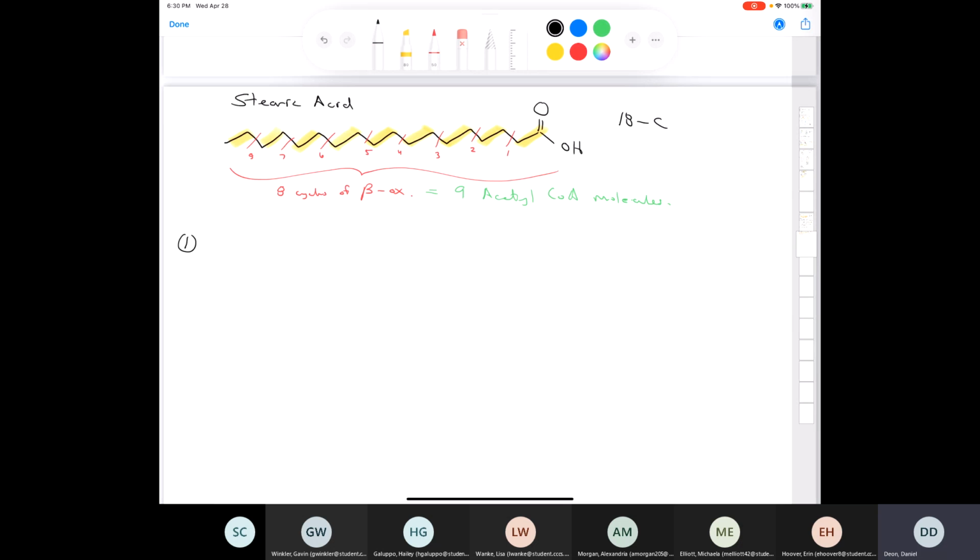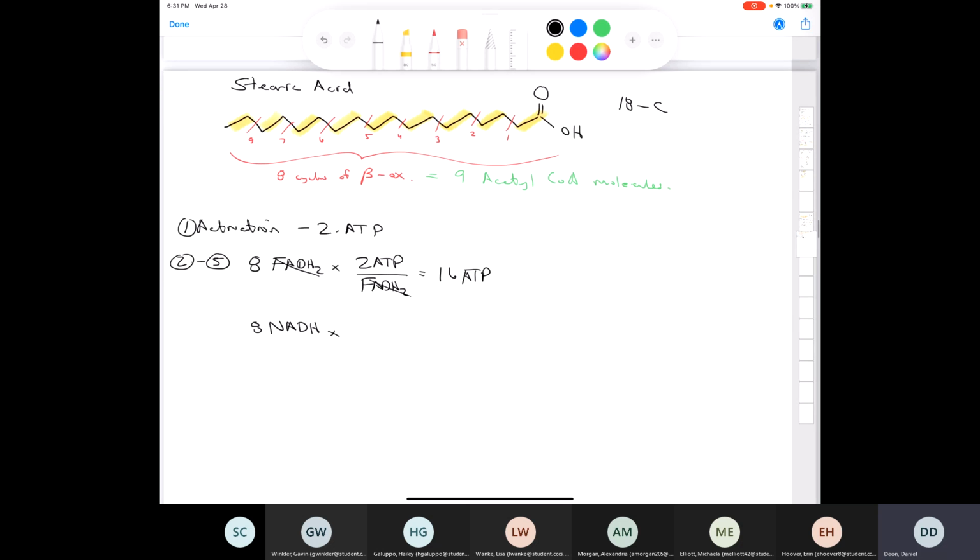So in the first step, the activation step, we always consume 2 ATP. So we're already at a loss of ATP. But in steps 2 through 5 of the beta oxidation, we're going to undergo 8 cycles. So that means we're going to make 8 FADH2 molecules. Each one has a value of 2 ATPs. So that gives us a total of 16 ATPs. Then we're also going to produce 8 NADH molecules.